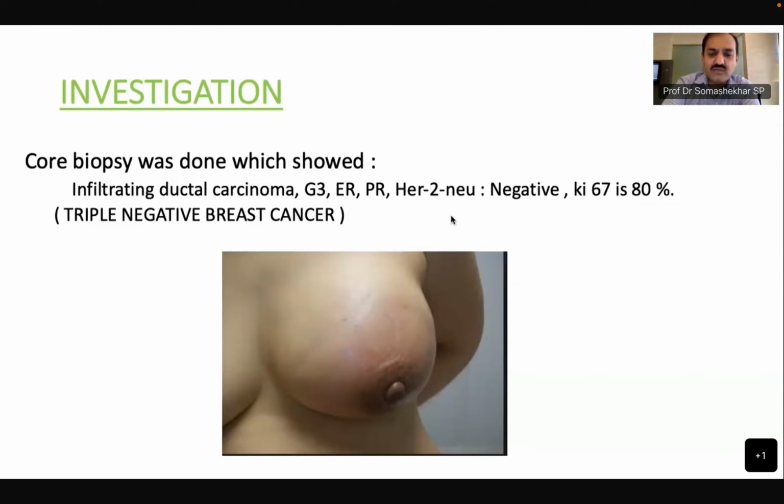After that, you do a modified radical mastectomy and axillary lymph node clearance, because in inflammatory breast cancer and LABC, we don't do SLNB. And then if the patient is BRCA positive and the woman has completed her family, do a laparoscopic bilateral salpingo-oophorectomy. And after the full chemo is over, no sandwich therapy, sequential, finish all the chemo.